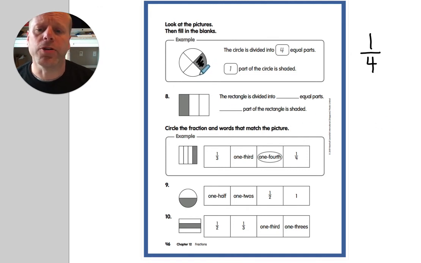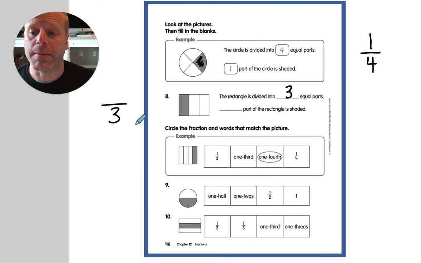Okay, so you're going to do these here, and there's only a couple of them. So this rectangle is divided into 3 equal parts. Remember, count all of them for the denominator. And how many parts are shaded? Well, 1 part is shaded. See it right here? 1/3, or 1 out of 3.